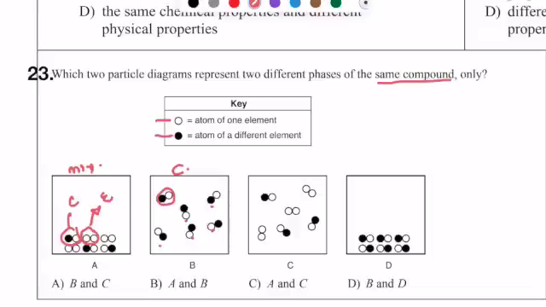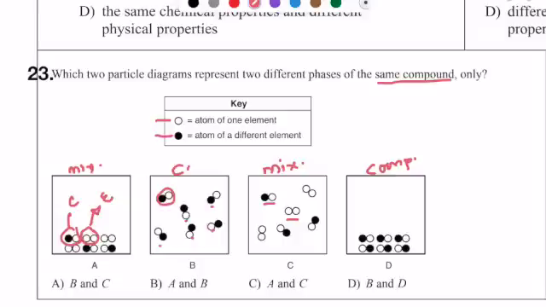In number C, once again, we see compound and element. So this is also a mixture. And then option D is going to be a compound as well, because once again, it's the same diagram that we see everywhere.